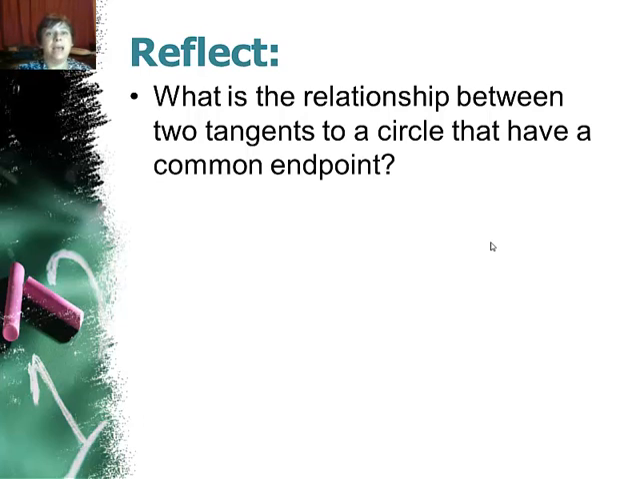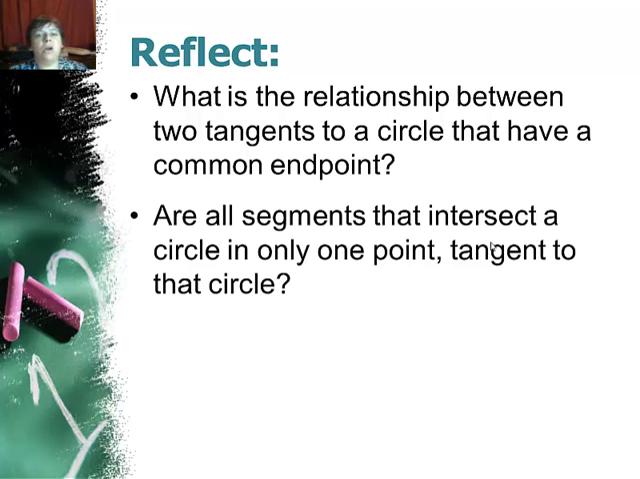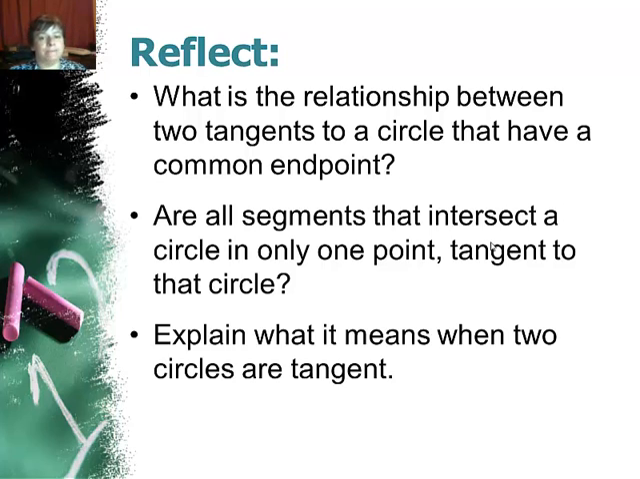So for reflection, what is the relationship between two tangents to a circle that have a common endpoint? And I should say outside of the circle. You should remember that the tangents will always be congruent. Remember how we did the little hypotenuse leg proof for that. Are all segments that intersect a circle in only one point tangent to that circle? Well, no. If I said lines, then the answer would be yes. Can you think of a segment that intersects a circle in only one point but isn't necessarily tangent? To be tangent, it must also make a 90-degree angle with the radius.